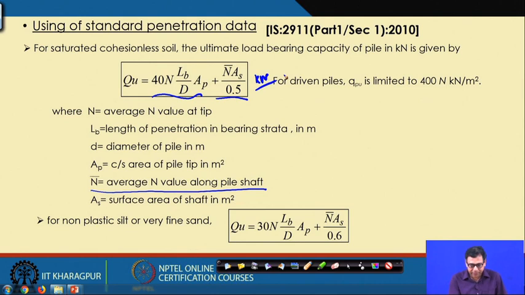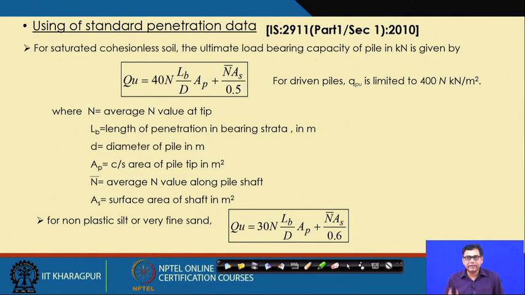This is for the cohesionless soil, and this is for the plastic silt or very fine sand. This is also in kilonewton. So, this way you can determine the average value, the way I discussed in the SCPT data case. So, you can use that method. This way we can determine the load carrying capacity of the pile.